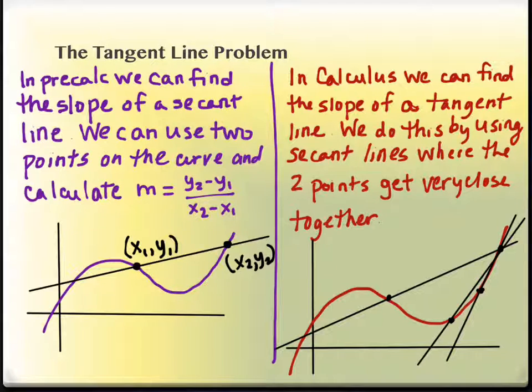And what happens is as these points get closer and closer together, these secant lines get infinitely close to the tangent line, and through this limiting process we're able to approximate the slope of the tangent line with precalculus. And then with calculus, we're able to actually find the slope exactly. Right, the next one is called the area problem.